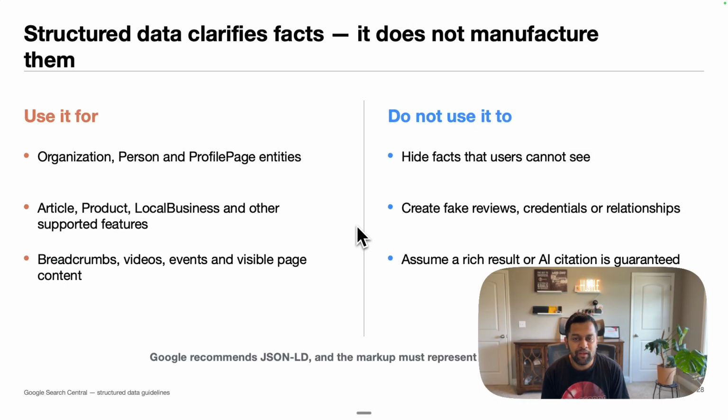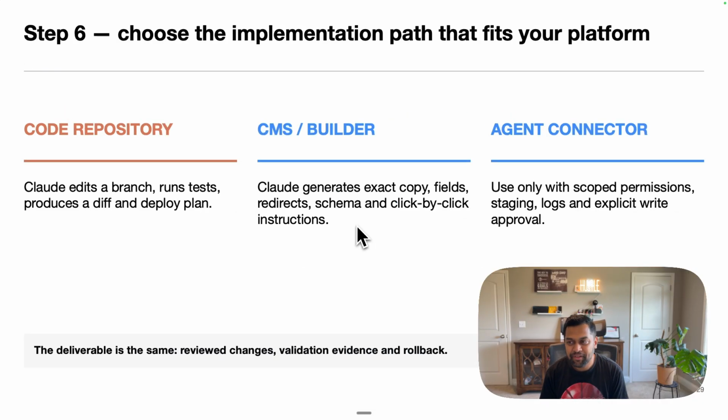Structured data clarifies facts. It does not manufacture them. Use it for organization, person, profile page, article, product, local business, etc. Breadcrumbs, videos, events, visible page content. These are all great structured data. Do not use it to hide facts.